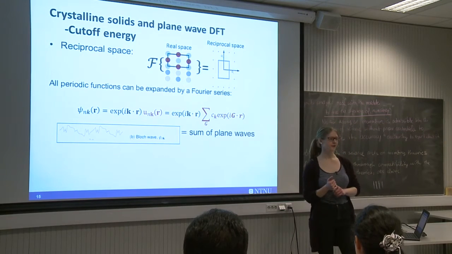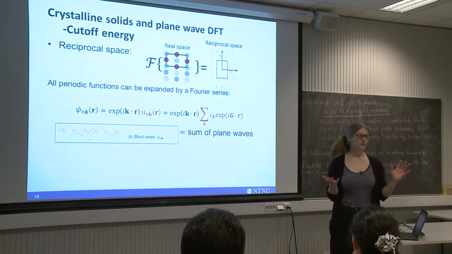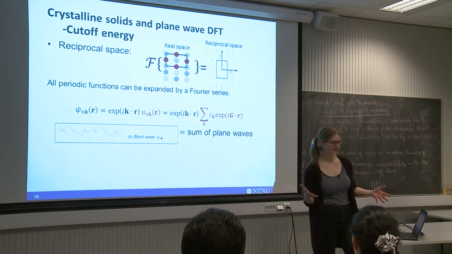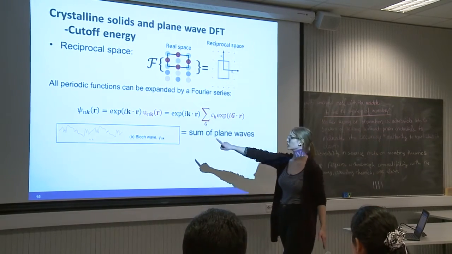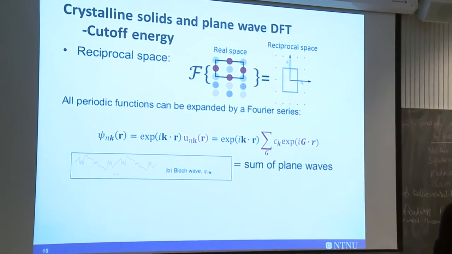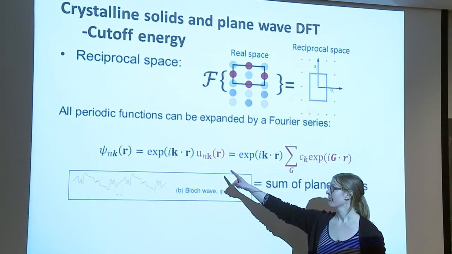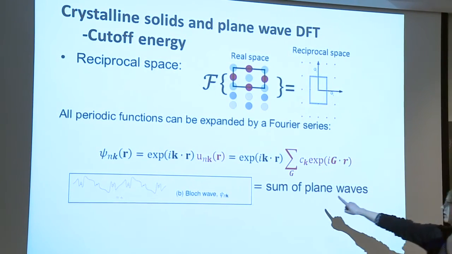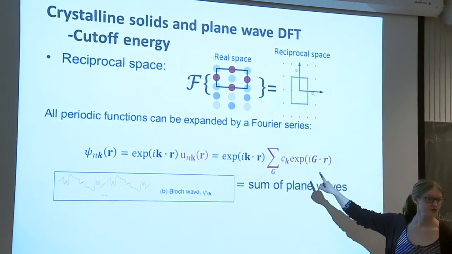Okay, and then you might remember from math that if you have some periodic function, you can always expand it in terms of a Fourier series. So let's look at our Bloch function, which is the electronic wave function in our crystal. This was periodic with our lattice, so we expand it.